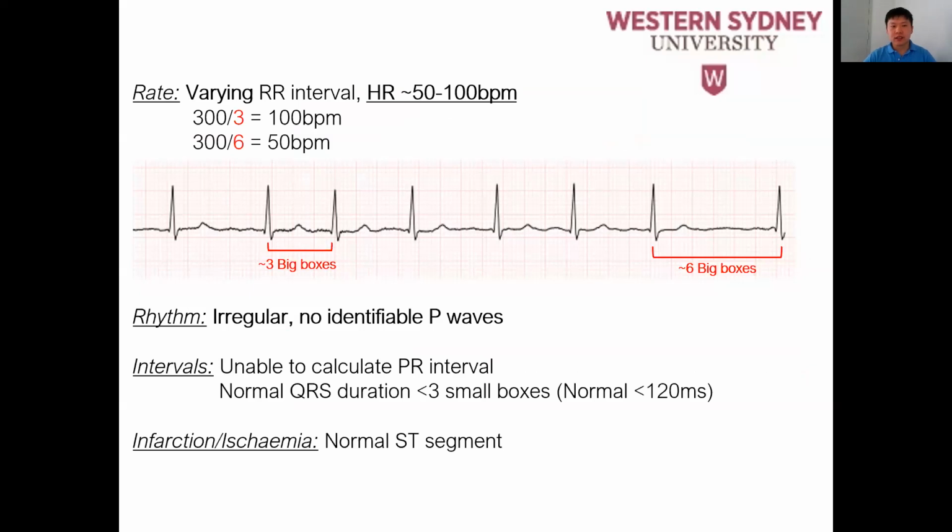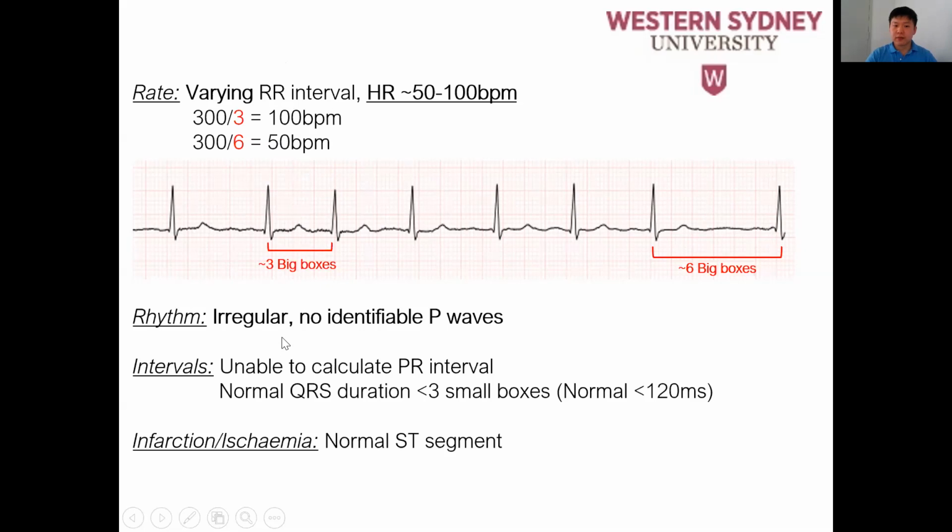As you can see, there's a varying RR interval, and what you want to do is try to find the longest RR interval and the shortest RR interval, and then calculate what the rates are. Here, this RR interval is roughly about 3 big boxes, so that would be about 100 beats per minute. And this is the longest RR interval, which is roughly about 6 big boxes, and that would be about 50 beats per minute. So there's a varying RR interval, and the heart rate is roughly between 50 and 100 beats per minute.